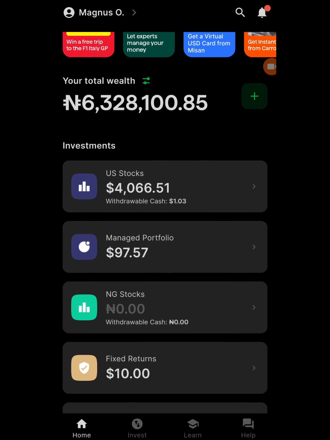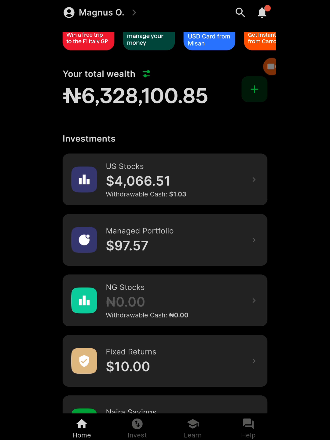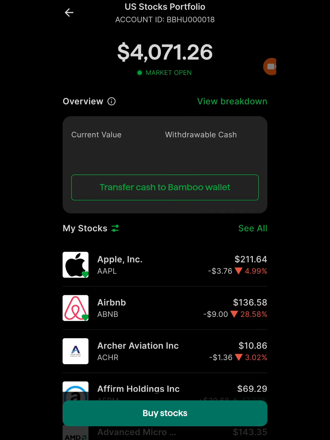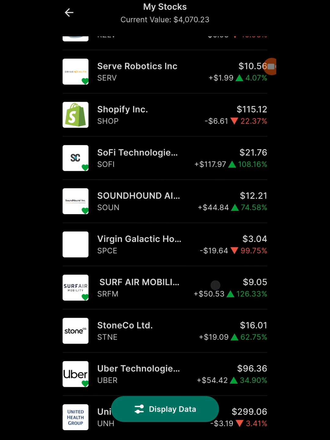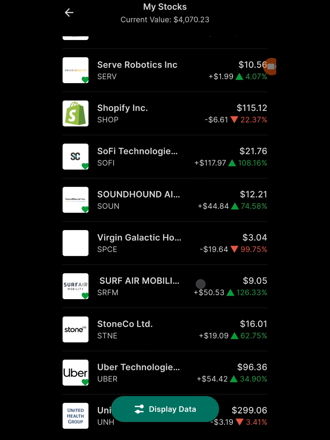For the sake of our time, I'm just going to go straight to the point. This is my portfolio as of today. I'm going to click on US stocks, then I'll scroll all the way down to the stock that is in profit that I want to sell. So the stock we're looking at is SRFM, as you can see here on screen. This Sofi Air Mobility, I basically have 126% profit in the stock.